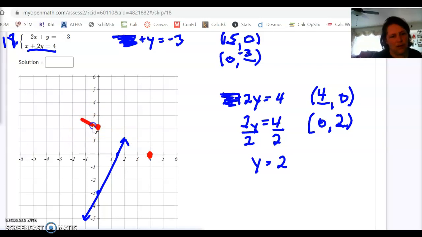And when I graph that line, it looks like they are going to cross right at the point (2, 1). So my answer for this one is (2, 1).